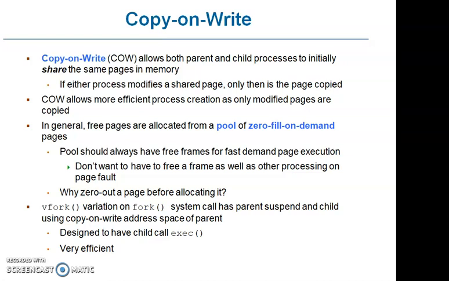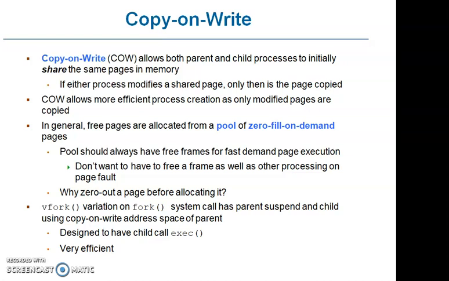In general, free pages are allocated from a pool of zero-fill-on-demand pages. That is, before allocating the page, we make the page zero, or we make the page blank. The pool should always have free frames for fast demand page execution. We don't want to wait to find a free frame as well as do other processing on the page fault. Why zero out a page before allocating it? For that reason, we will use the vfork system call, which is a variation of the fork system call.